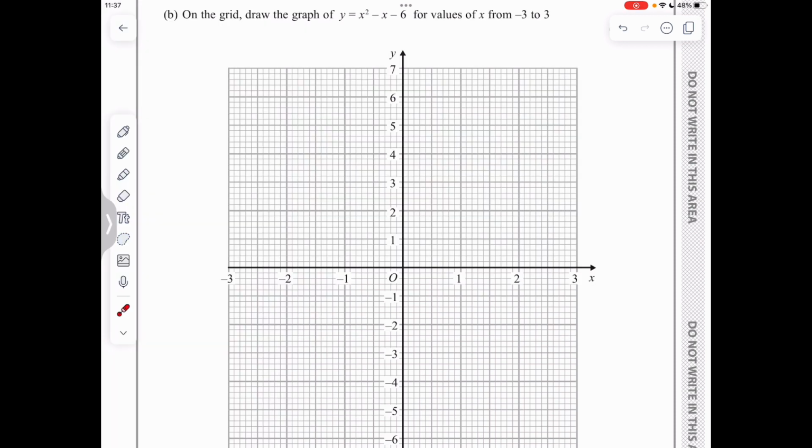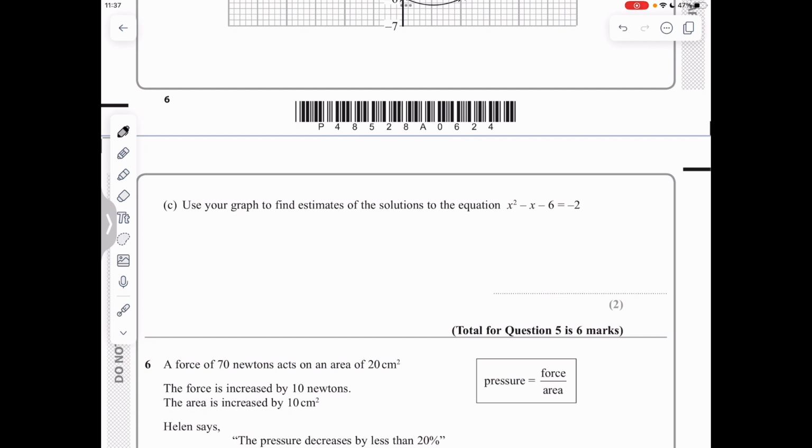We are then asked to draw the graph of y is x squared minus x minus 6 from -3 to 3. So obviously I will start by plotting the points with crosses. I will join them with a smooth curve, and this is the graph of y is x squared minus x minus 6. In part C, we are asked to use the graph to find estimates of the solutions to the equation x squared minus x minus 6 is -2. We should be able to recognize the left-hand side of this equation as y. So we are simply being asked to consider the intersection with the line y is -2.